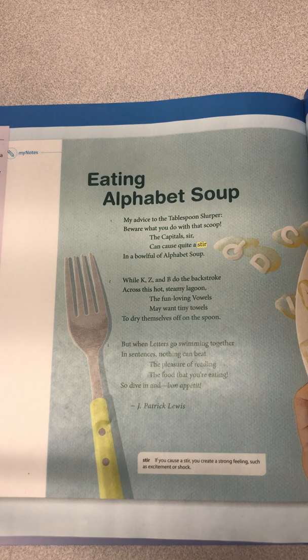All right, Eating Alphabet Soup. My advice to the tablespoon slurper, beware of what you do with that spoon. The capital S can cause quite a stir in a bowl full of alphabet soup. While K, Z, and B do the backstroke across this hot, steamy lagoon, the fun-loving vowels may want tiny towels to dry themselves off on the spoon. But when letters go swimming together in sentences, nothing can beat the pleasure of reading the food that you're eating, so dive in and bon appétit.